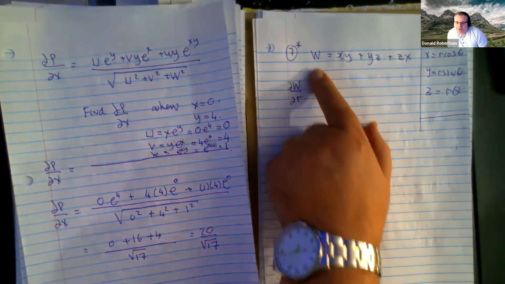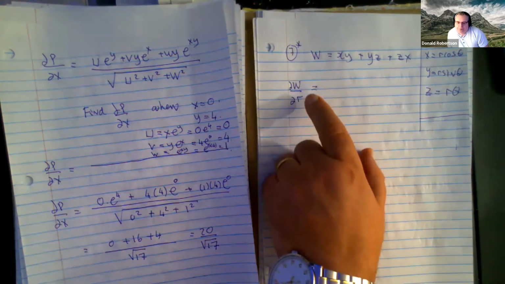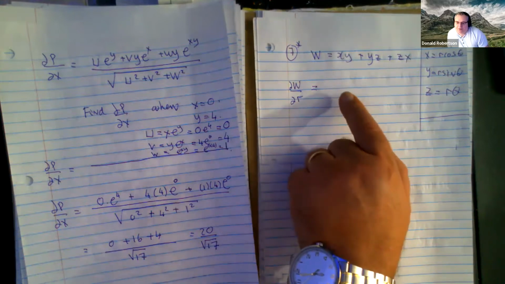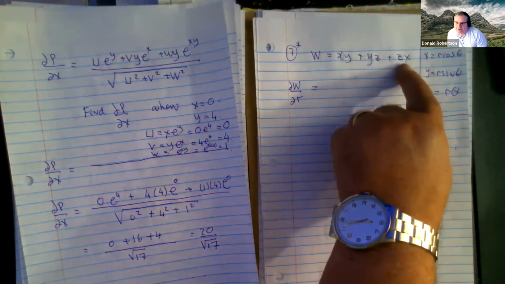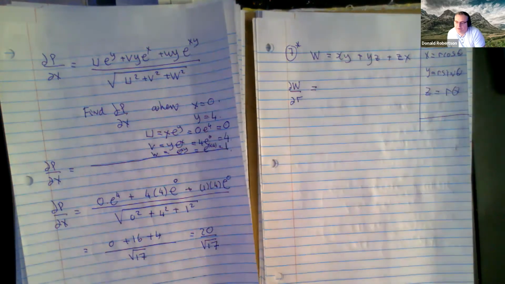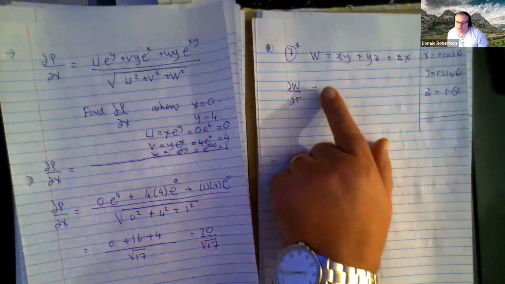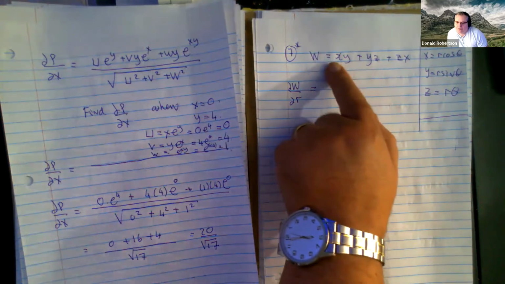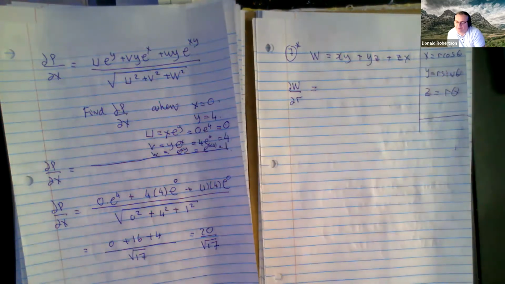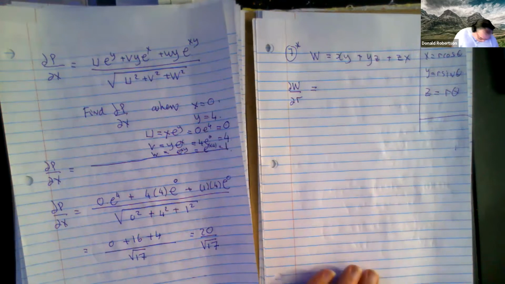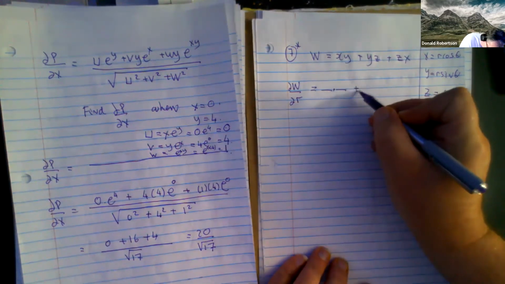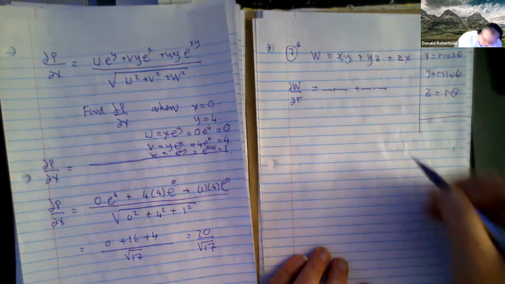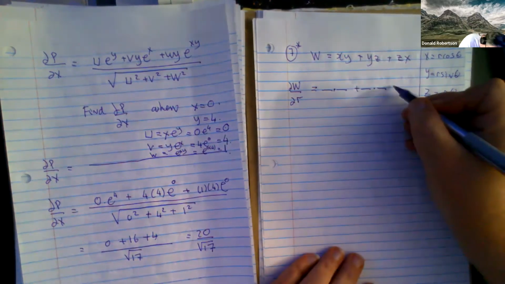Will my partial derivative dw by dr have 2 pieces or will it have 3 pieces based on what you can see here? 2 pieces or 3 pieces? Three, agreed.